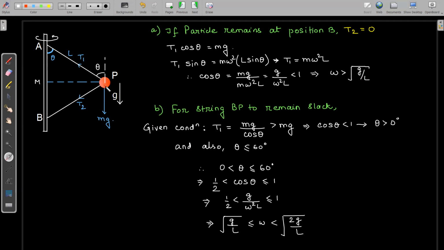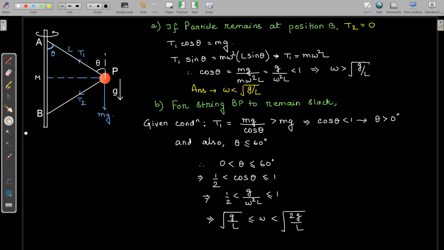So if the aim is to keep the particle at this position B, it means the value of omega has to be less than this value, under root of g by L. If the value of omega remains less than under root of g by L, then there will be no circular motion of this particle and the particle will remain at position B. So the answer of this first part should be omega less than under root of g by L. If omega remains less than under root of g by L, then the particle will not undergo circular motion and it will remain at this position B, the lowest position.